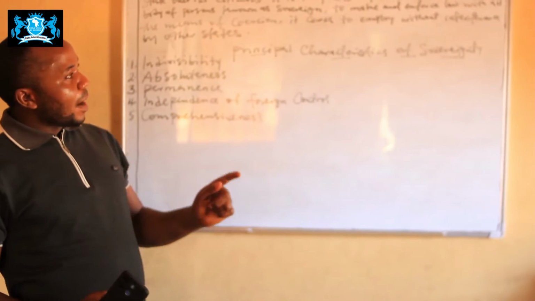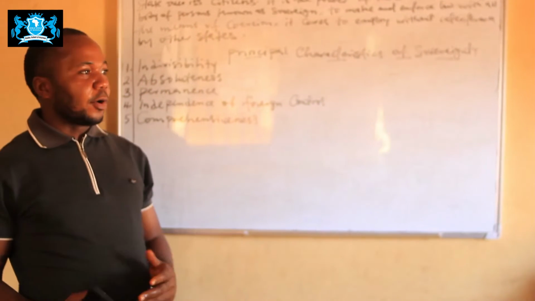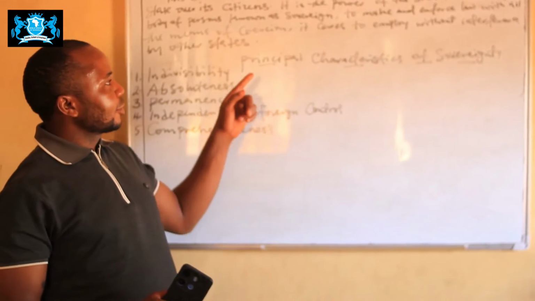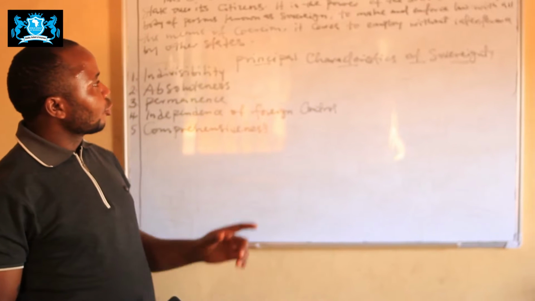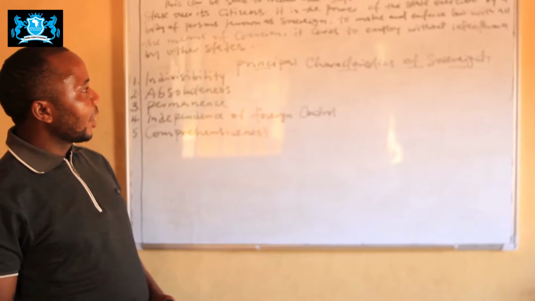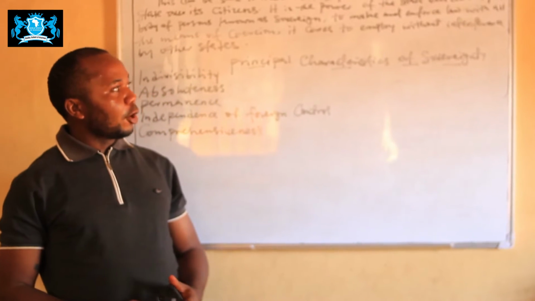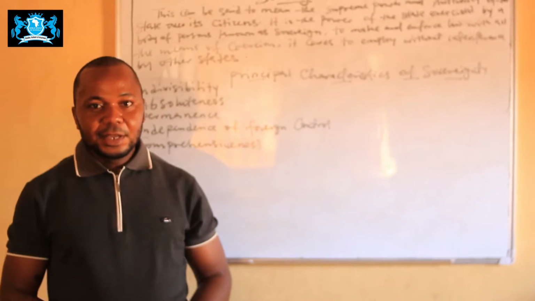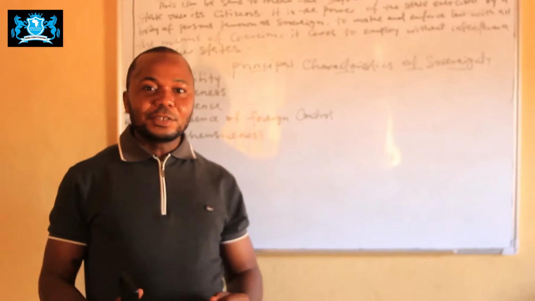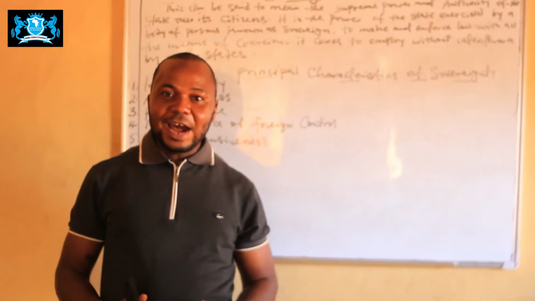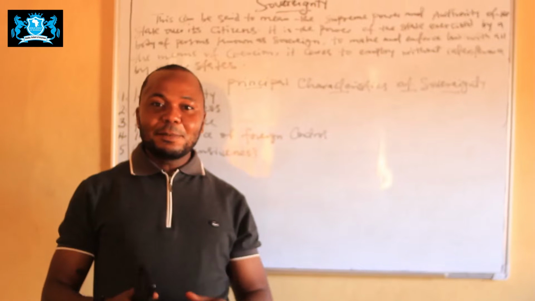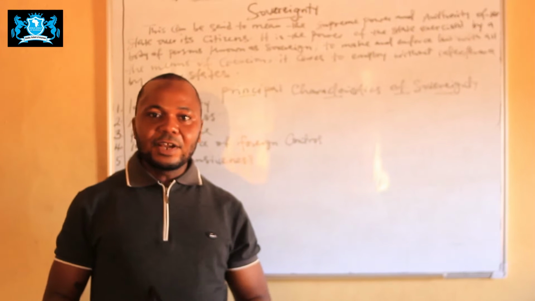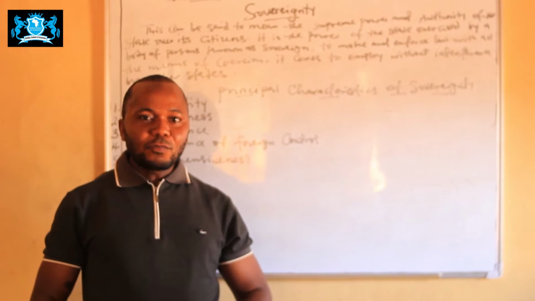The what? Supreme power and authority of what? State over what? Its citizens. It is the power of the state exercised by a body of persons known as what? Sovereign. To make and enforce law with all the means of coercion it cares to employ without what? Interference by other states. Sovereignty simply means the power endowed on the independent state to make law and enforce the same law on its people without what they call external or foreign interference or intervention.